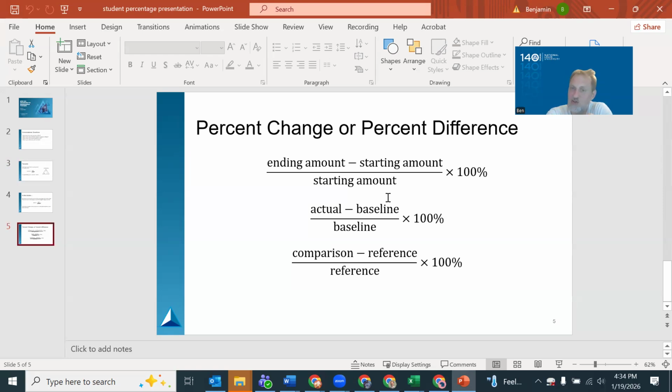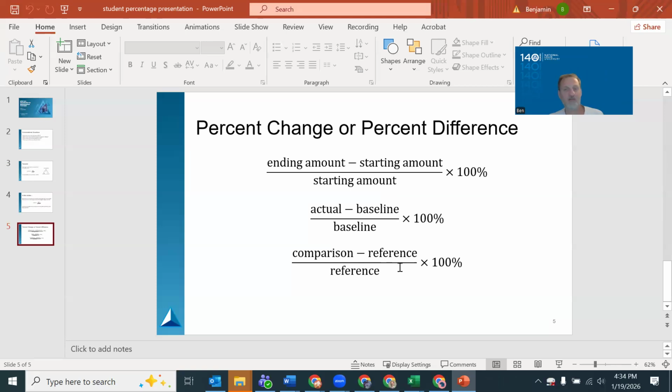The point is that the way that people think about percent difference may change slightly based on whether there's a chronology in it or the type of thing that we're looking at. But they all have the same structure, which is that there's a difference, subtraction on top, and some kind of ratio. That's the making of the percentage. And then the times 100% is really just the formatting to turn it into a percentage.